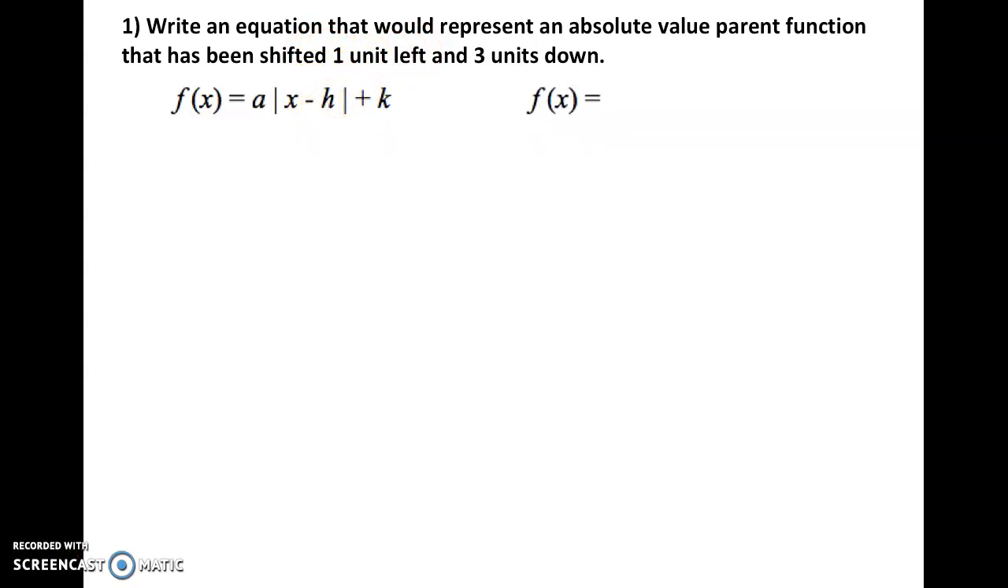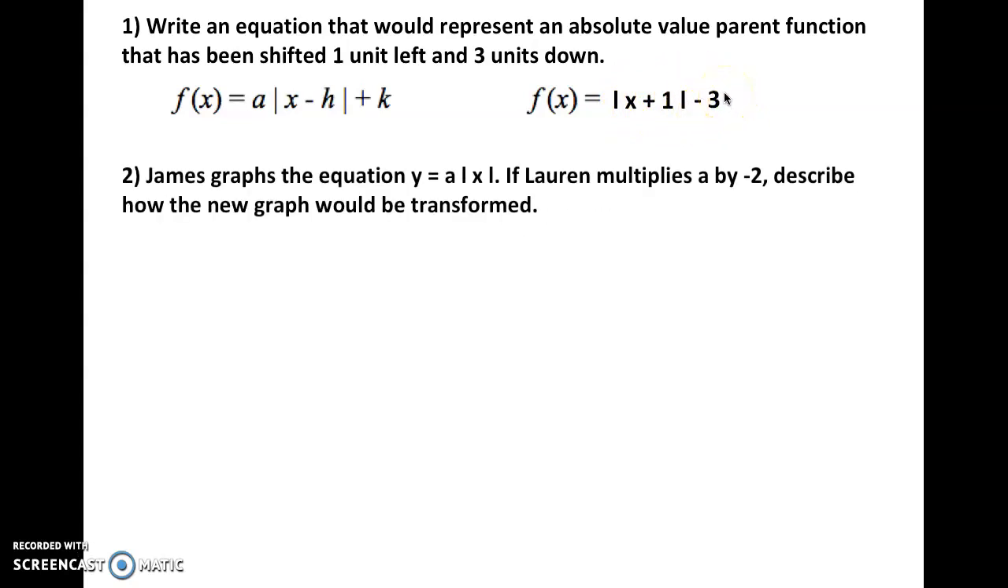So if I'm going to shift left, that means that I'm going to have to do x plus 1. If you look back at the previous slide, if I were to add a number here, it moves the graph left. If I subtract a number here, it moves the graph right. Now, to move something 3 units down, outside the absolute value, you're going to subtract 3. So your final answer would be f of x equals the absolute value of x plus 1, minus 3. This says to shift 1 unit left, 3 units down. Let's look at the next graph.